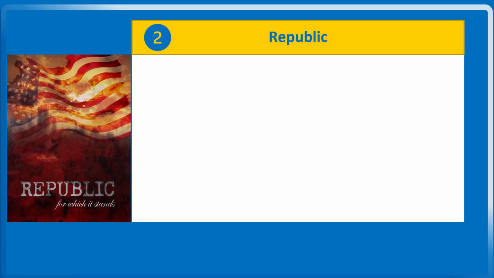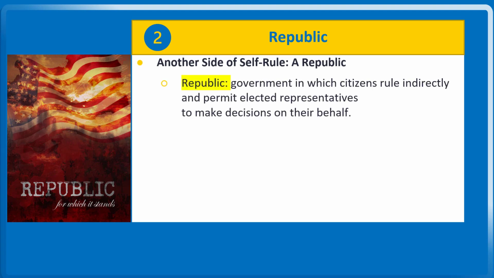Another side of self-rule is the republic. A republic is a government in which citizens rule indirectly and permit elected representatives to make decisions on their behalf.